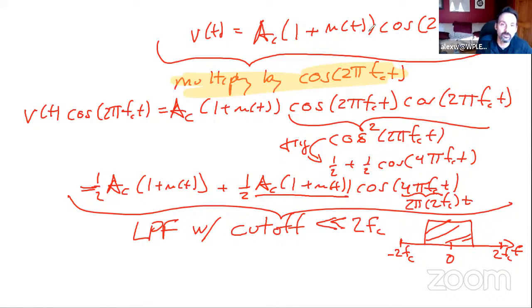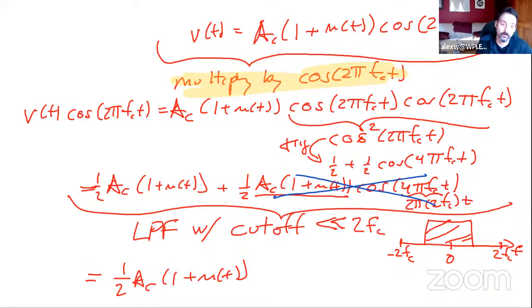So what that translates into is that I filter that out. What passes through from that process is this. Now I want to bring it down. I just want to extract out m of t. So what I need to do is multiply by 2 over AC to normalize the constant, get rid of the constant, and then subtract off 1 to get m of t.